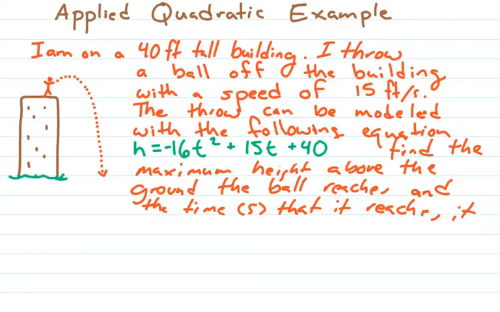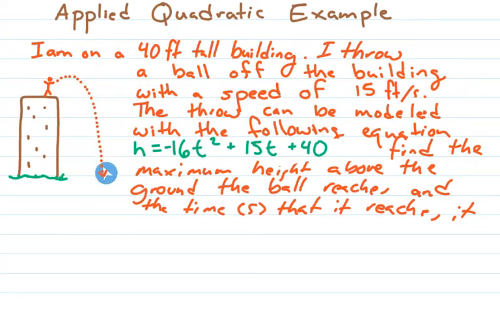I want to go through a quick applied quadratic example that'll be perfect for tonight's homework. It's very similar to tonight's homework, and it's a word problem. It says, I'm on a 40-foot tall building. Okay, here's the building, here I am, and I throw a ball off the building.